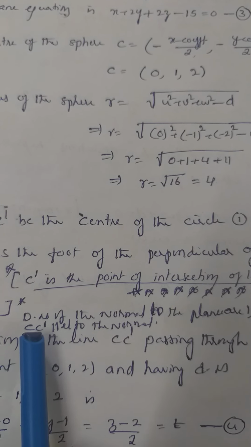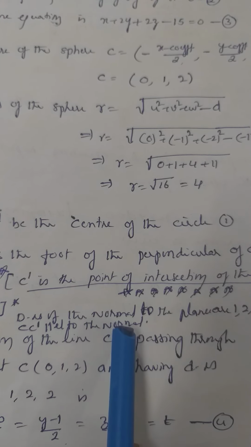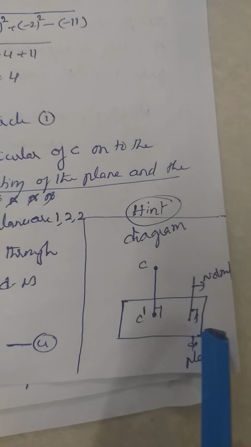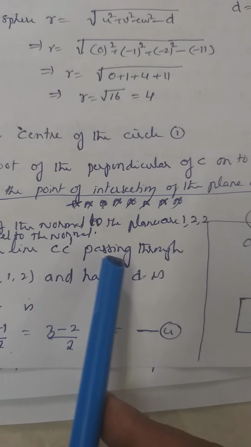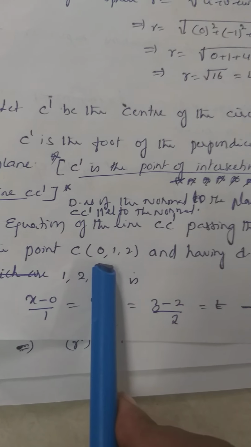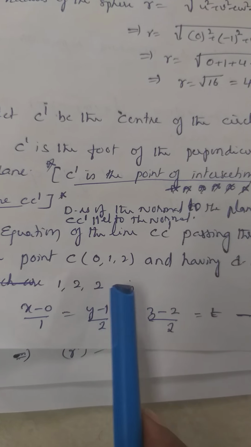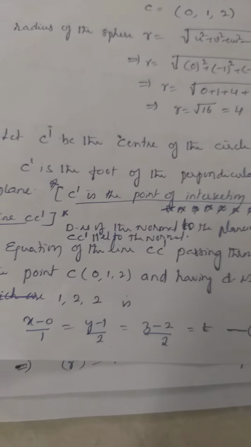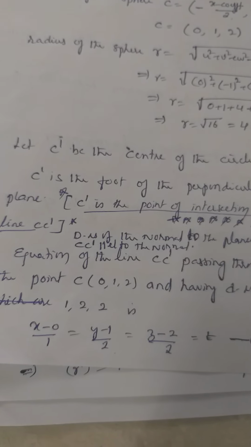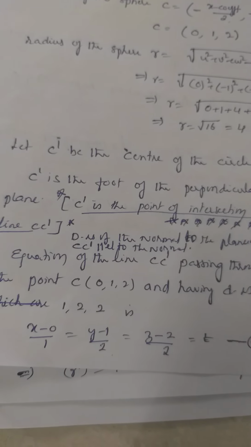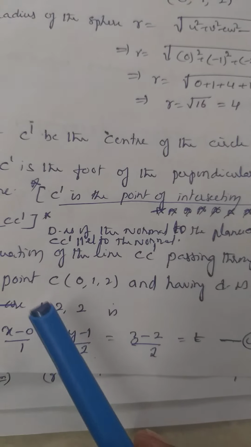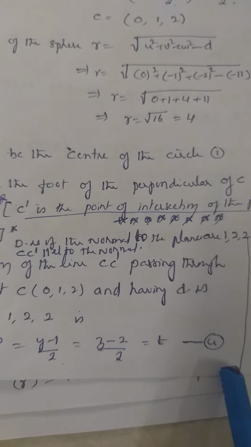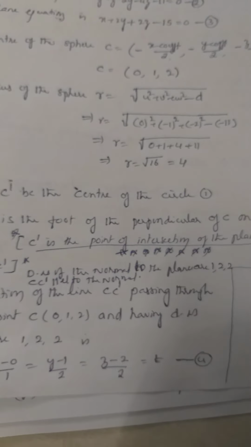Another point I have written here, CC dash is parallel to the normal. Here, in the diagram, if you want you can see the diagram. Equation of the line CC dash passing through the point C, and having direction ratios 1, 2, 2, is: we have the line equation in symmetrical form, x minus x1 by l is equal to y minus y1 by m is equal to z minus z1 by n. We wrote the line equation in symmetrical form. Call that equation number 4.